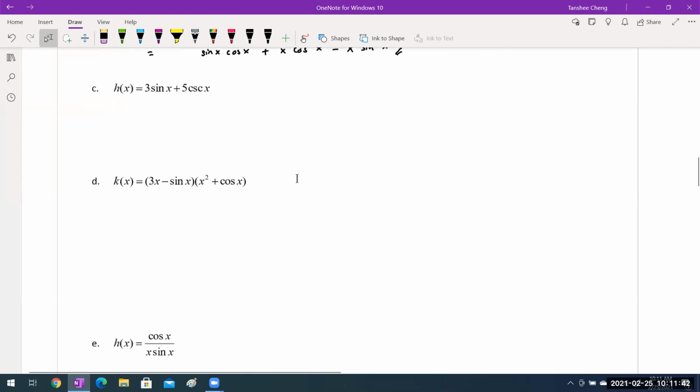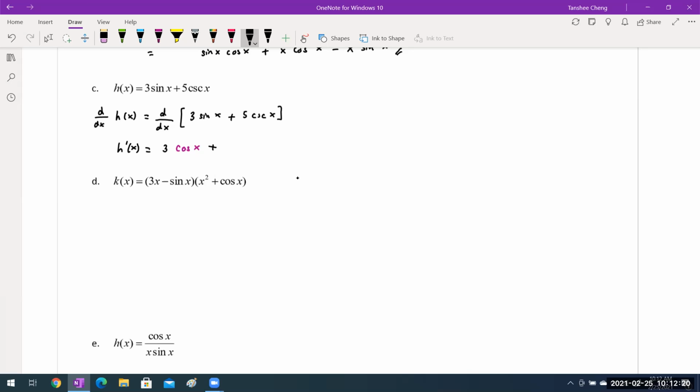So example C, I have two terms. When I take the derivative with respect to x of h of x, then I can take the derivative of the first term and then the derivative of the second term separately. So for the first term, 3 is a constant factor, so I don't need to worry about that. I can ignore that. So it'll be 3 times the derivative of sine x. The derivative of sine x is what? Cosine x, so times cosine x.